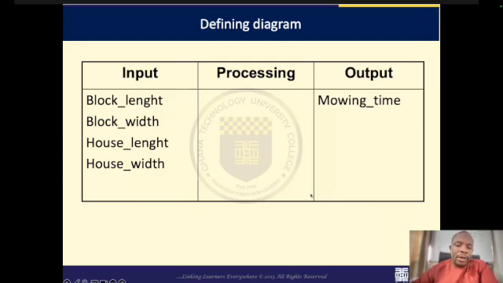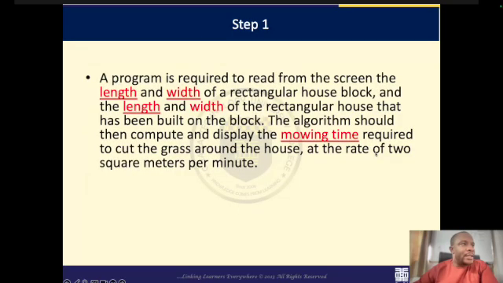So first of all, like we saw from the previous video, whenever we are given something like this, we first need to draw our definition table. In our definition table, we are going to identify what are the inputs and what are the outputs. Let us go back to the question and see.